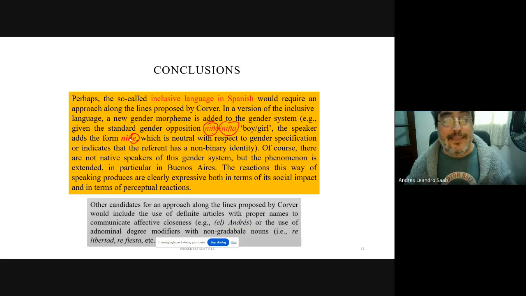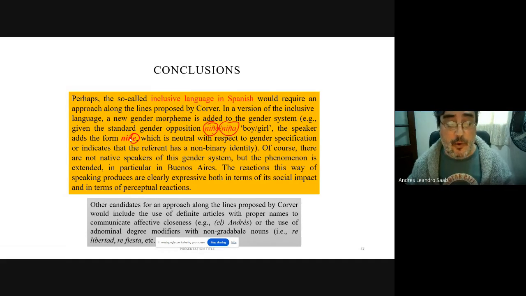There are other candidates for an approach along the lines of Kohlberg. One is the use of the article with proper names, giving an expressive meaning. You say in River Plate Spanish Andrés or El Andrés, and when you say El Andrés, you get the flavor of affective closeness. And this seems a deviation of rule of grammar in the sense that you block head movement from N to D, which is the usual case with proper names, and you insert instead an article.